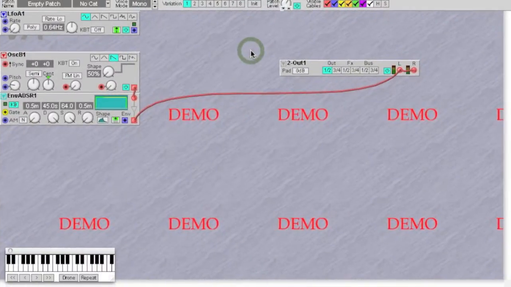Hi, I'm Alex Jelena, and I'm here to give you an introduction to FM synthesis. Rather than just talk about it, I'd like to give you a practical demonstration of FM synthesis.